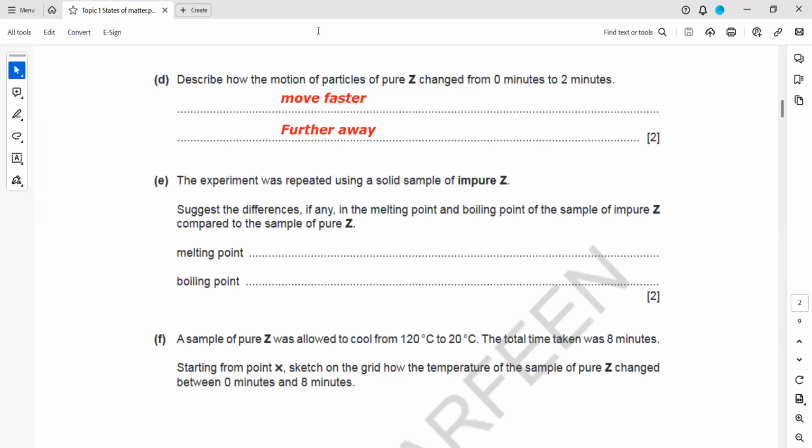The experiment was repeated using a solid sample of impure Z. Suggest the difference, if any, in the melting and boiling point compared to pure Z. So what happens to the melting point if a substance is impure? The melting point will decrease. What happens to the boiling point? The boiling point will increase. And remember one thing, the range will also increase. Whenever a substance is impure, the range at which it melts or boils, that temperature range, will also increase.